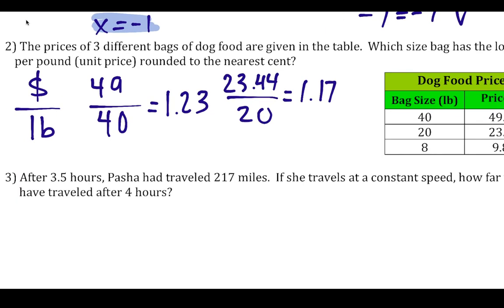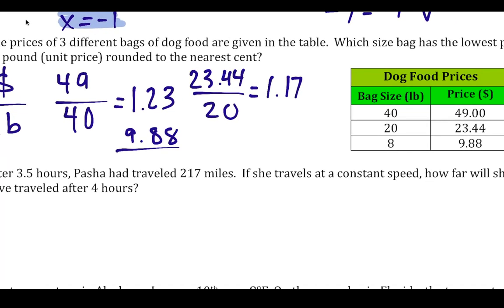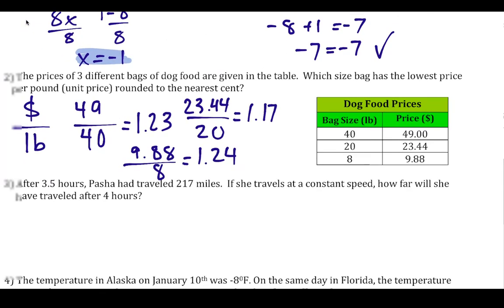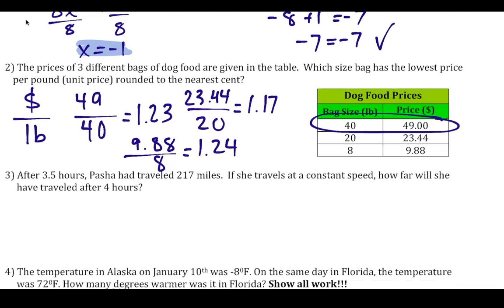The last one is 988 divided by 8. Type that in. 988 divided by 8. That comes out to 1.235. That 5 rounds it up to $1.24. So which bag has the lowest unit price per pound? That would be the 40-pound bag of dog food.